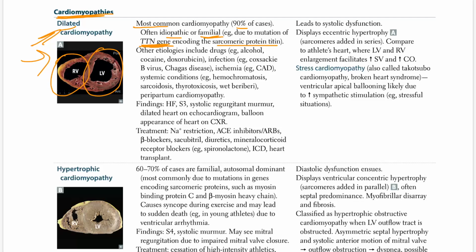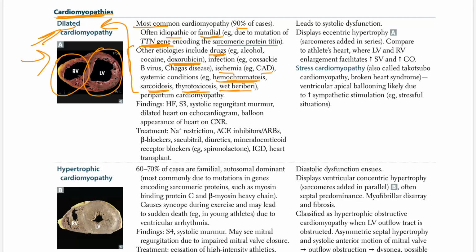Other etiologies include drugs. What drugs? Alcohol, cocaine, doxorubicin, high yield. Infection: Coxsackie B, Chagas disease. Ischemic heart disease, coronary artery disease. Systemic conditions: hemochromatosis, sarcoidosis, thyrotoxicosis, wet beriberi. So all of these are other etiologies that can cause dilated cardiomyopathy.